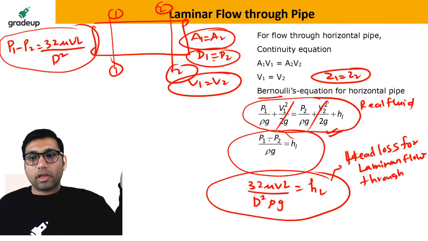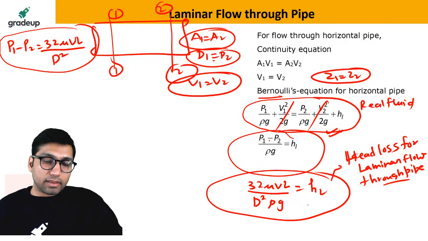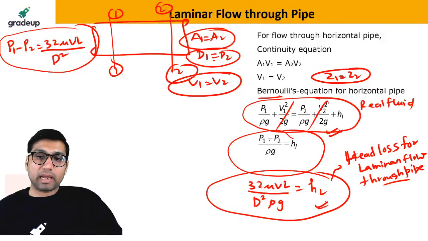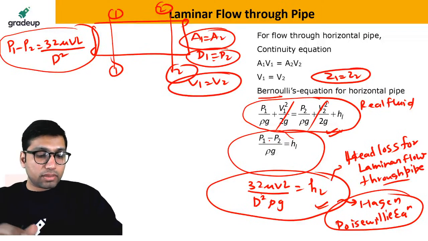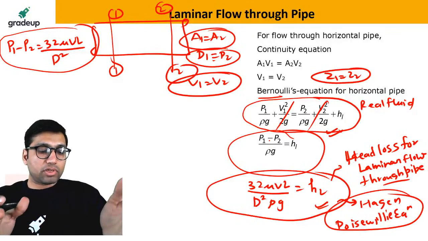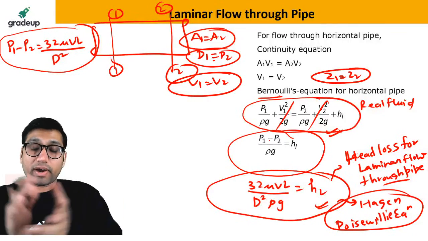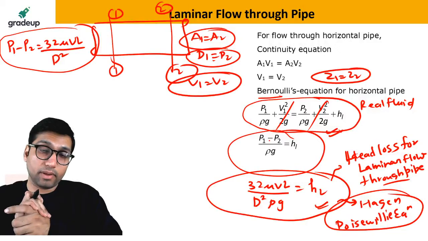Okay, and this equation, 32 mu VL by rho g d square, is the formula for head loss for laminar flow through a pipe. This is a very important relation, also called the Hagen-Poiseuille equation. Sometimes in an exam they will ask you to find the value of discharge or the head loss for laminar flow through a pipe.